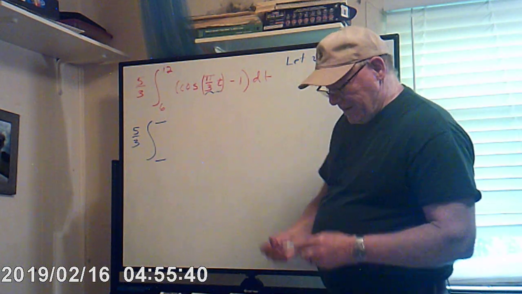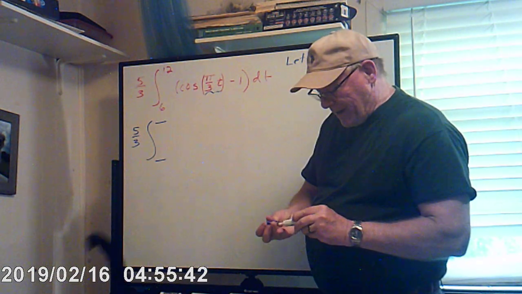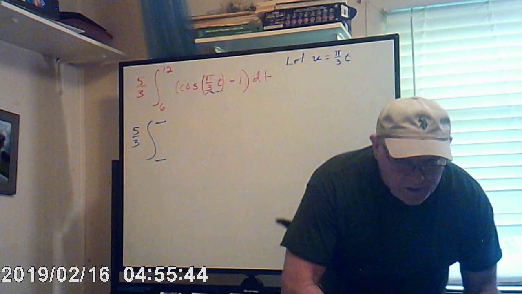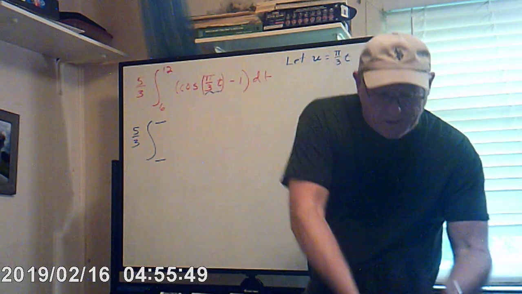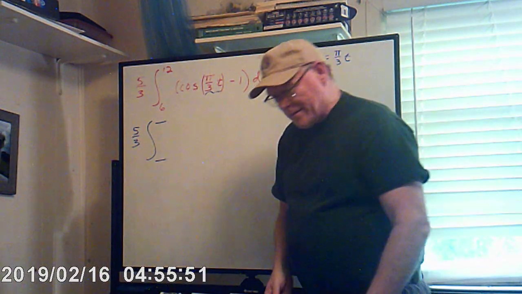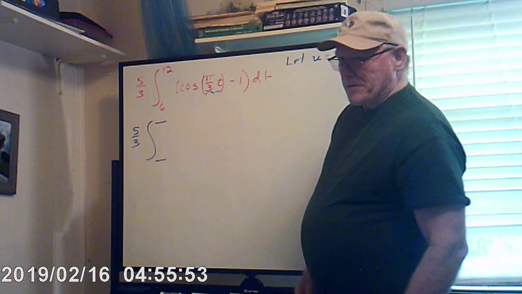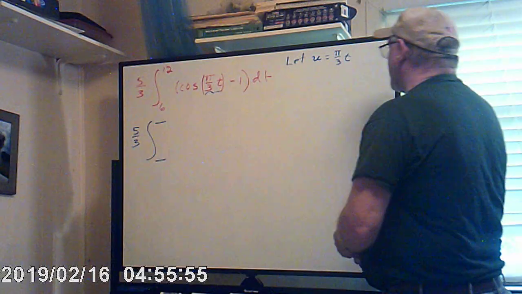Now, I've got a cat named JJ right here. Hello, JJ. Say hello to everybody, JJ. Big old thing. Boy, he's spoiled rotten. Alright, let's get back to it.